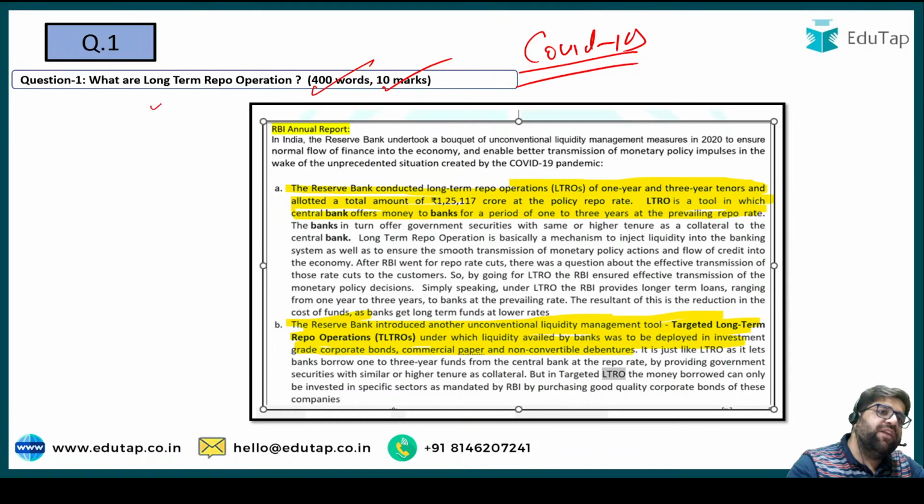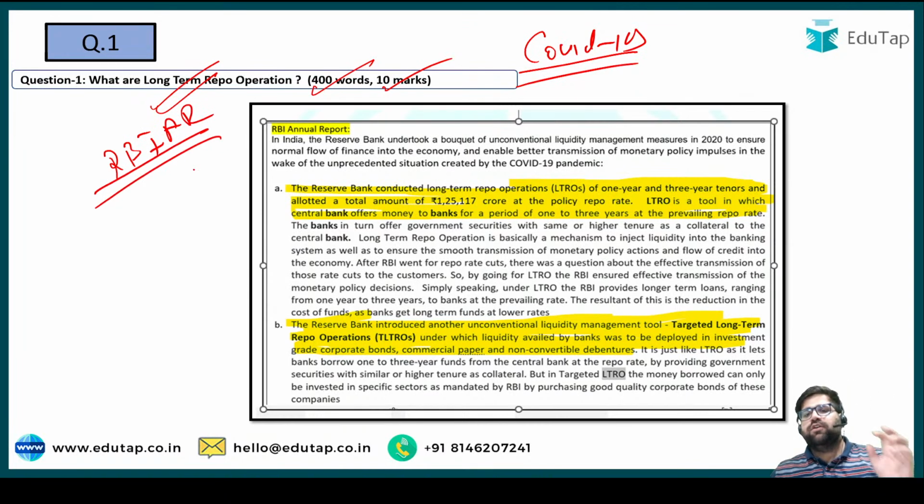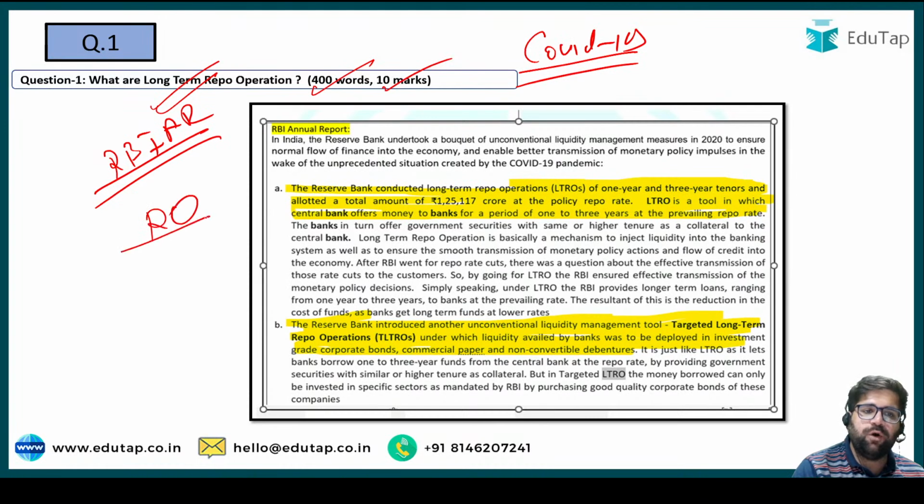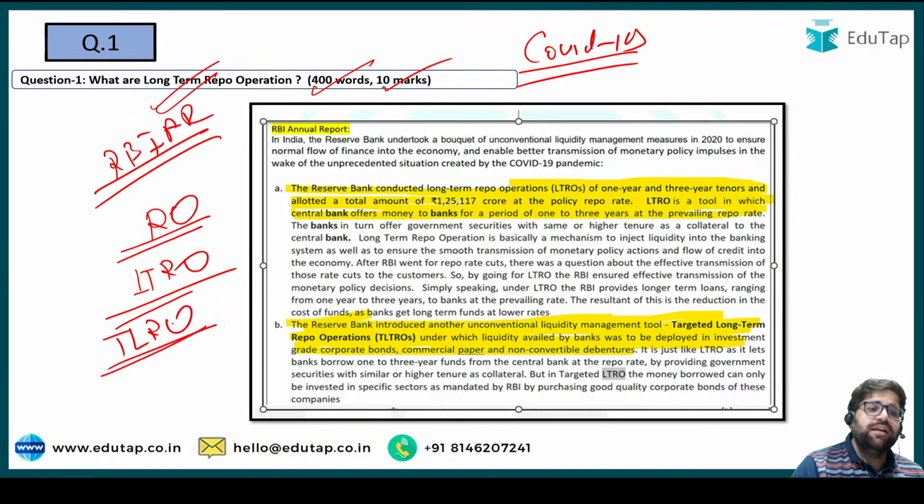Now, what are long-term repo operations, my friend? If you are reading the RBI annual report, my friends, then RBI has clearly told you what are repo operations, what are targeted long-term repo operations, what are long-term repo operations. So first you have to understand what are repo operations, then what is long-term repo operation, then what is targeted long-term repo operation. So again, this is a very current affairs oriented topic. There should be some numbers as well, like 1,25,117 crores has been issued by RBI, and so on and so forth.